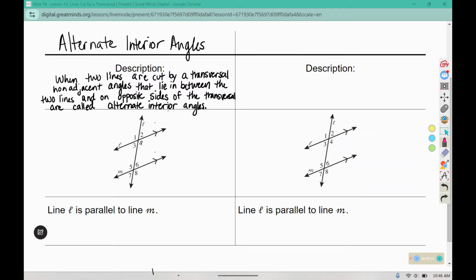Interior. 4 and 5 are alternate interior, and 3 and 6. So down here we will say angle 3 is congruent to angle 6, and angle 4 is congruent to angle 5. Another type is alternate exterior. So same thing, opposite sides of the transversal, but exterior meaning outside of those parallel lines.